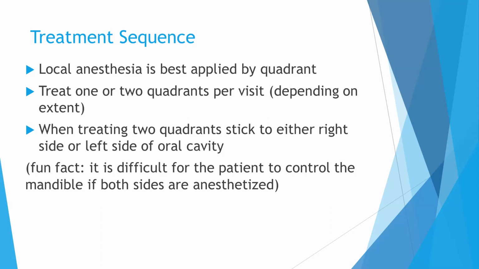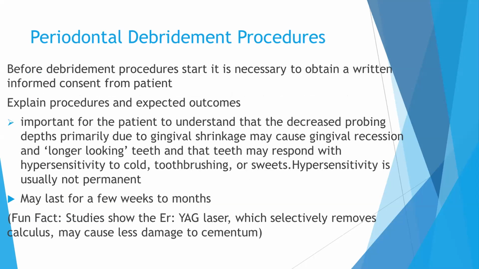And when you're treating more than 1 quadrant, you want to stick with either the right side or the left side. You're doing maxillary right, mandibular right, or maxillary left, mandibular left. It's difficult for the patient to control the mandible if both sides are anesthetized, and there's a greater risk of injury to themselves with biting their tongue. So what are the debridement procedures? Before debridement, it's necessary to obtain a written informed consent, which is part of the treatment planning for the patient.